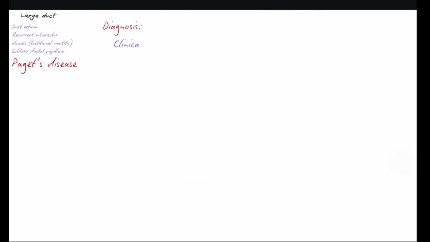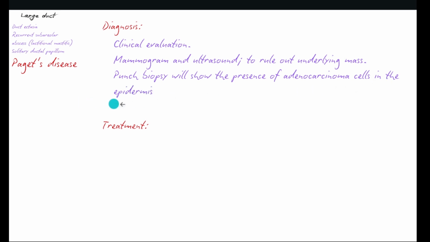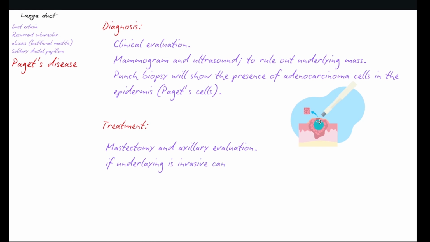Diagnosis: the patient can be diagnosed by clinical evaluation, mammogram, and ultrasound to rule out an underlying mass. Punch biopsy, because it will show us the presence of adenocarcinoma in the epidermis, and the punch biopsy has a specific type of knife that will go down through the skin and take some underlying tissues, so you can diagnose the Paget disease of the nipple.